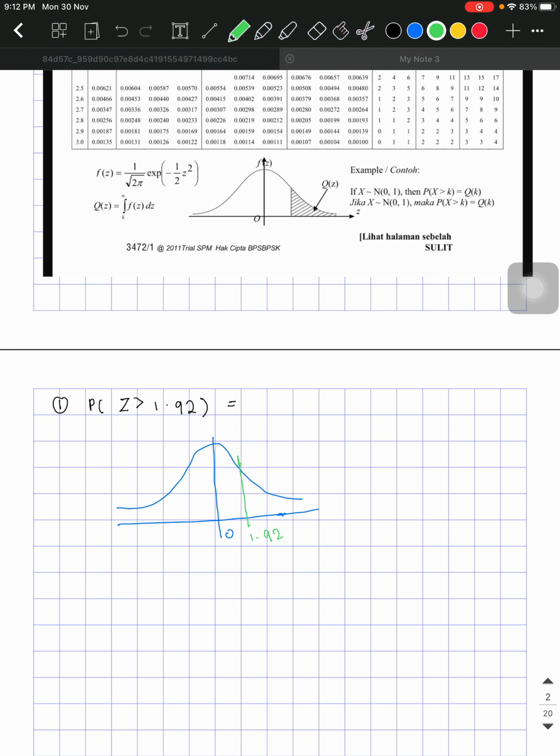1.92 here, because 1.92 is a positive value, and you can see the sign here. We have to notice the sign. It is more than, meaning it is shaded in this area. And from this area we need to find the value. How to find the value?